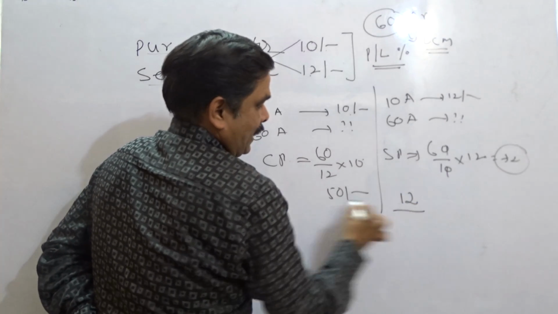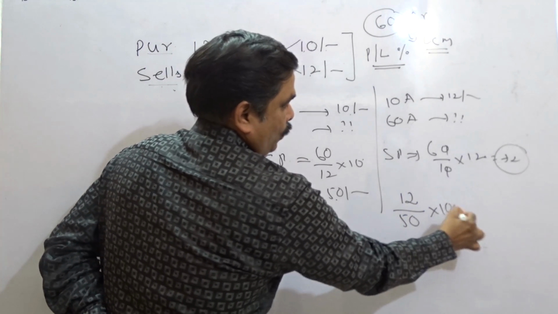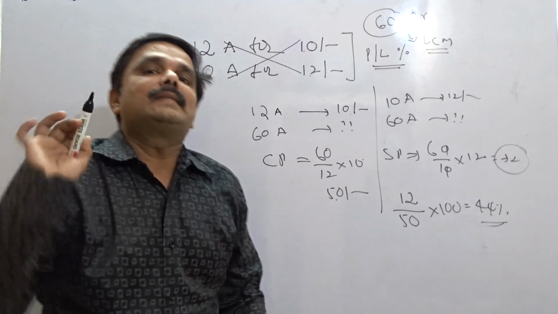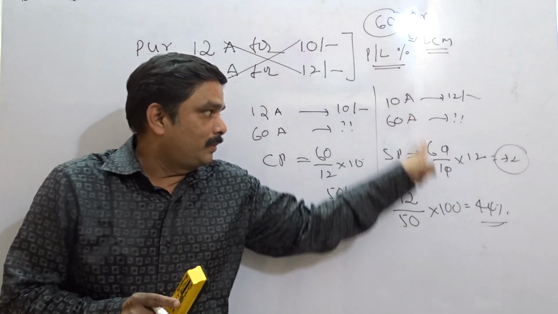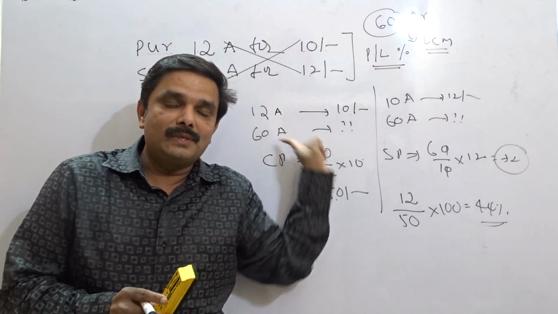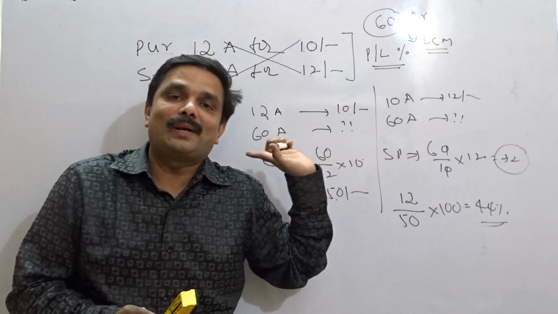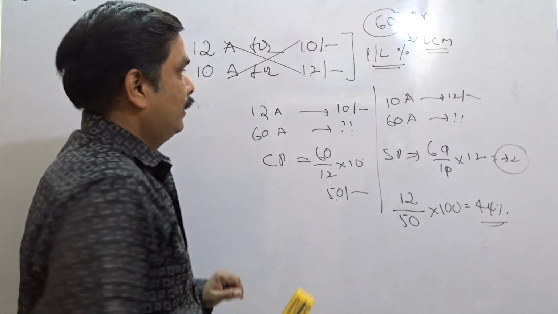So 12 by cost price, which is 50, into 100. Again I am going to get the same 44% there. Alright. Now this method is for you, and the previous method I have given you, that is for the examiner. Remember this one. Alright. Now go for the next level.